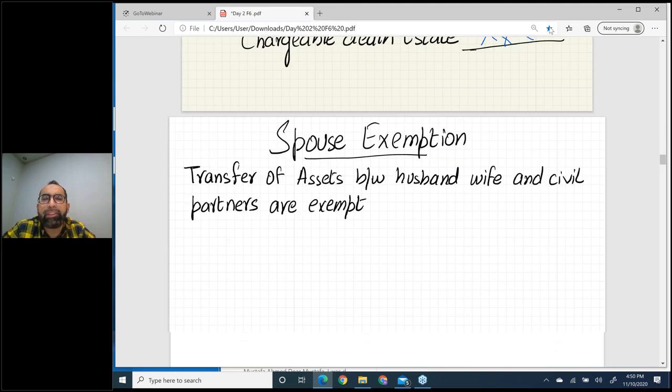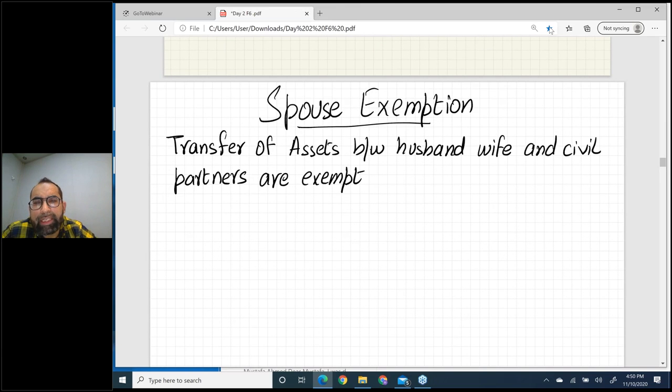Now this is spouse exemption, very famous, between husband, wife, and civil partners. For example, husband gives wife 1 million pounds in life or even after death through a will. No tax. Just write spouse exemption and that's it. So no more chargeable events between husband, wife, and civil partners in life and also after death. Any gift, just write one word: spouse exemption.